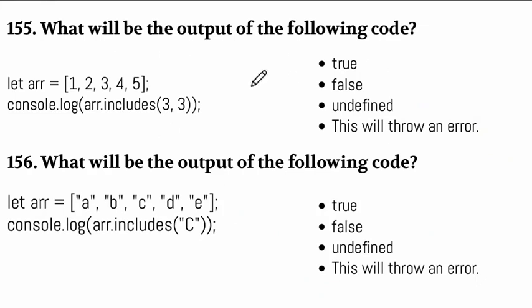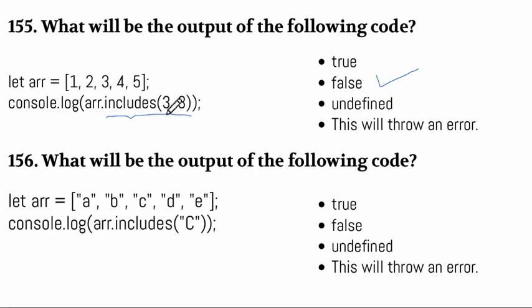Another question: what will be the output of the following code? You can see I have given an array with 5 elements, 1, 2, 3, 4 and 5, and here I have been using the dot includes method. Now what does the dot includes method do? Includes checks whether 3 is already present inside the array. So the correct answer is false, the second option, because 3 is not being given.